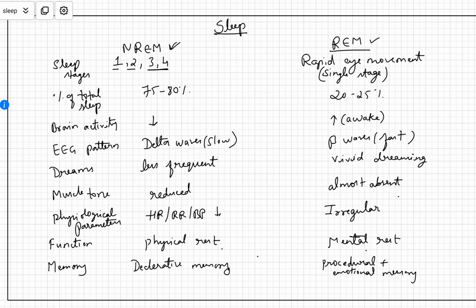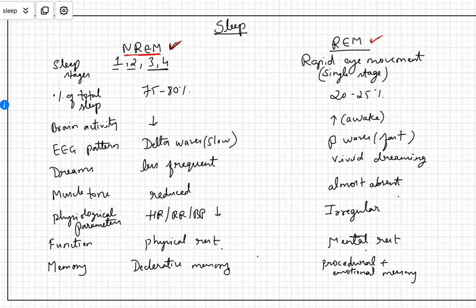In this, we'll see how we differentiate the different stages of sleep. Sleep in general is divided into two phases. One is NREM, the other one is the REM stage. NREM stands for non-rapid eye movement sleep. REM stands for rapid eye movement sleep. It is a single stage.